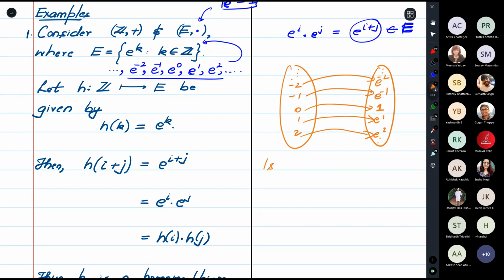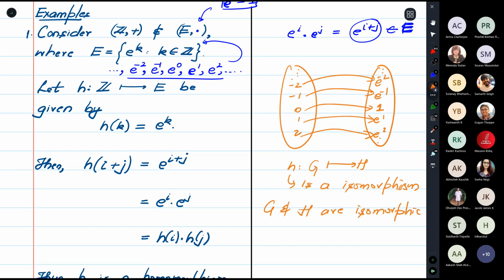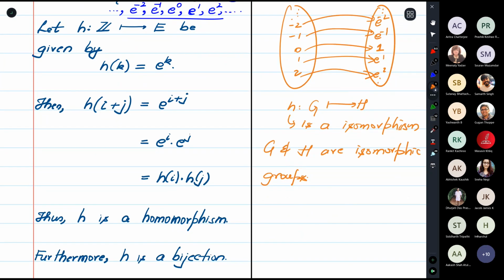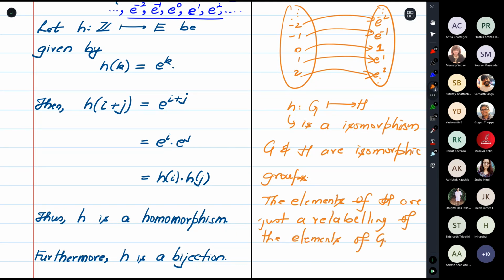So isomorphism or isomorphic spaces: whenever you have an isomorphism between G and H, we will say that G and H are isomorphic groups. And the intuitive way to think about this is that the elements of H are just a relabeling of the elements of G. This is an intuitive explanation. So intuitively you can in some sense think of these two groups as one and the same. That's the way to interpret it.